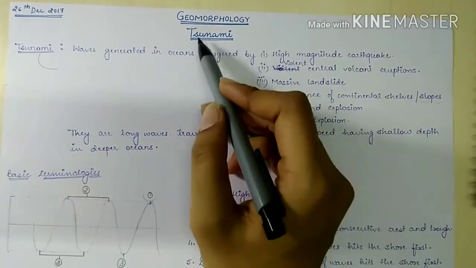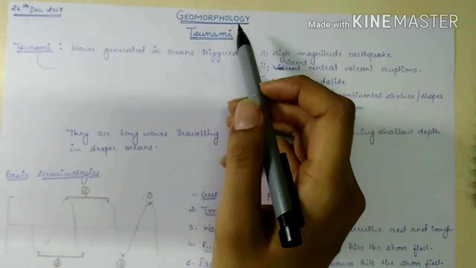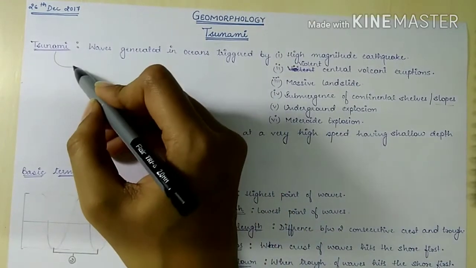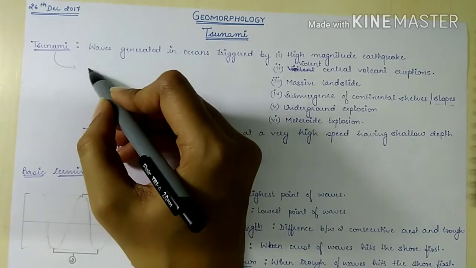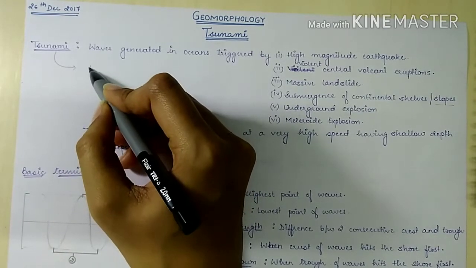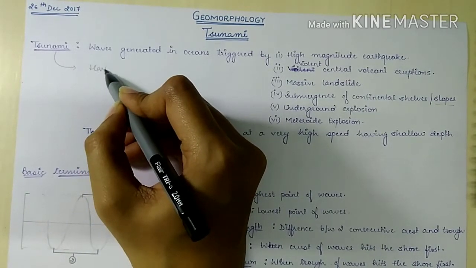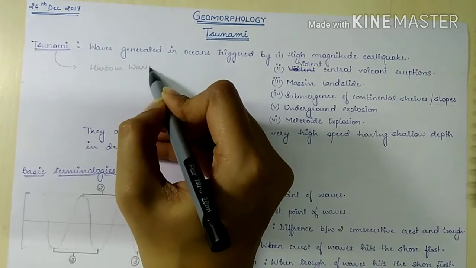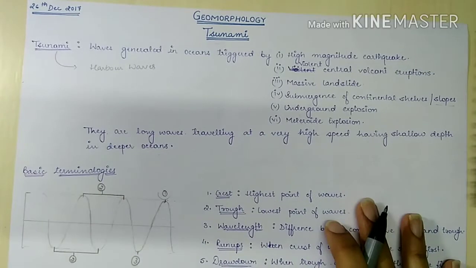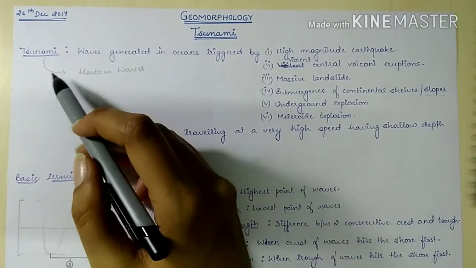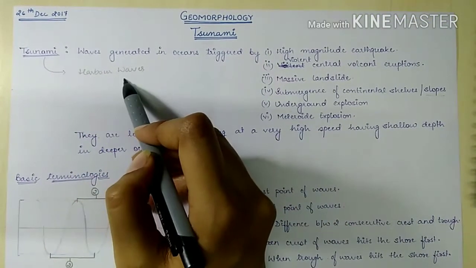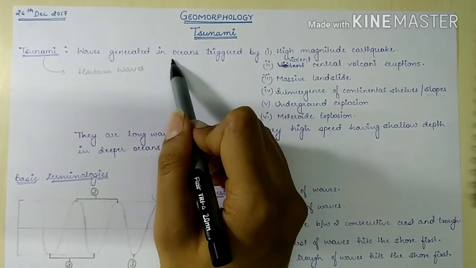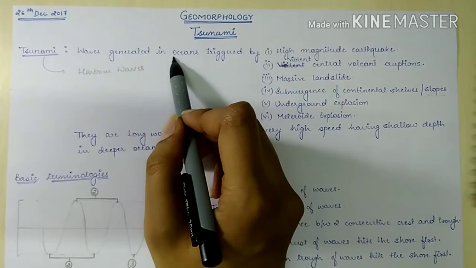So, tsunami. Tsunami actually came from the Japanese language. It is a Japanese word which means harbor waves. So these are harbor waves, and these are the waves that are generated in the ocean.